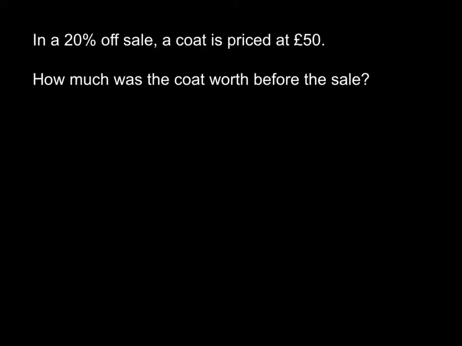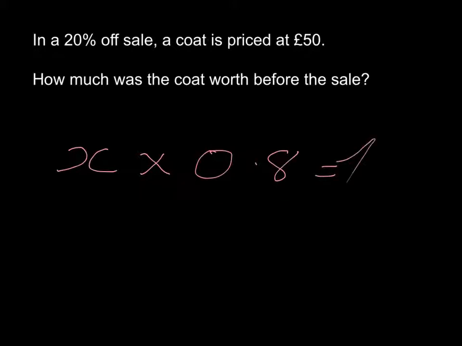Now, when doing these types of questions, I always recommend writing it out as if you were actually doing the increase or decrease yourself. So, we have a coat that's worth, well, we don't know what it's worth, so I'm going to use the letter X to represent what it was worth before the decrease. Now, we've decreased this value of the coat by 20%. So, if we were doing this on a calculator, we would have done times by 0.8. The 0.8 representing 20% off 100%. And that equals our new price of £50.